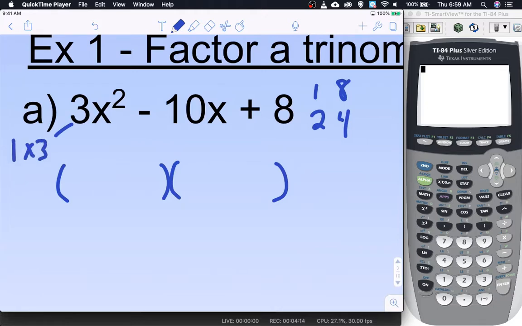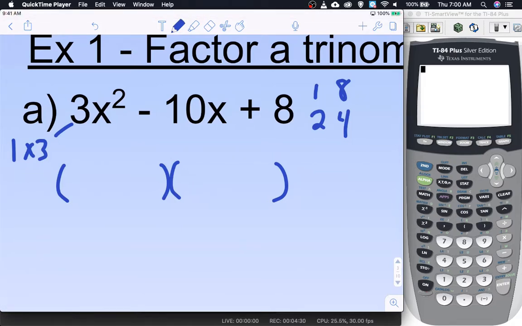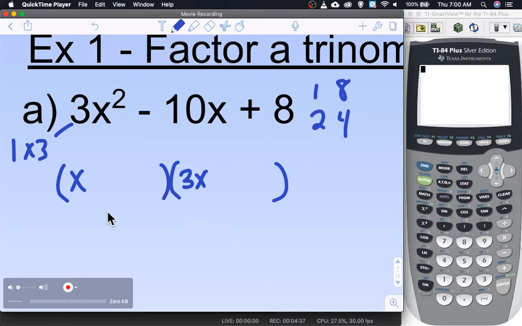My first term, that 3x squared, has factors 1 and 3. You might ask, why does that matter? Well, to get this first term, it's the first thing here times the first thing here. This one's actually lucky that there's only one choice. It has to be an x times a 3x. That is the only possible combination that gets us a 3x squared. 1x times 3x is 3x squared.